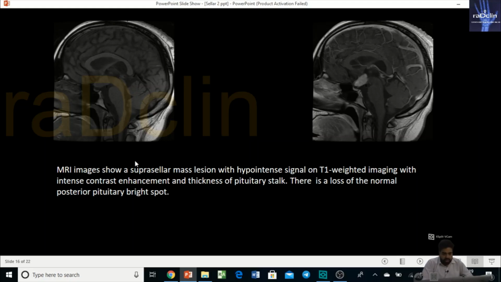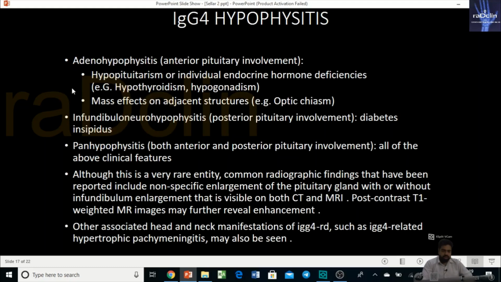Now, this was a patient. Here there is a suprasellar mass lesion with hyperintense signal on T1 with intense contrast enhancement, and the thickness of the infundibulum is also involved. The pituitary stalk is involved. There is a loss of the normal T1 bright spot. With other features associated with LCH, the diagnosis was LCH hypophysitis, involving the pituitary gland along with the stalk.